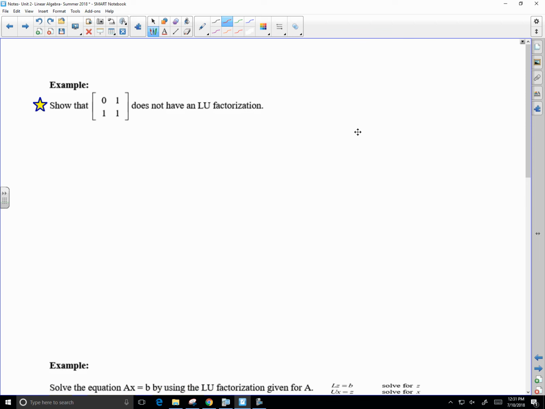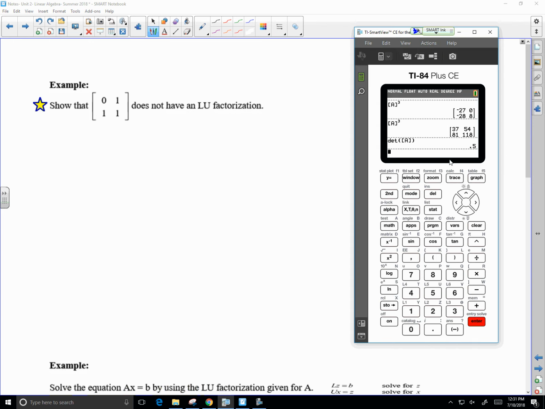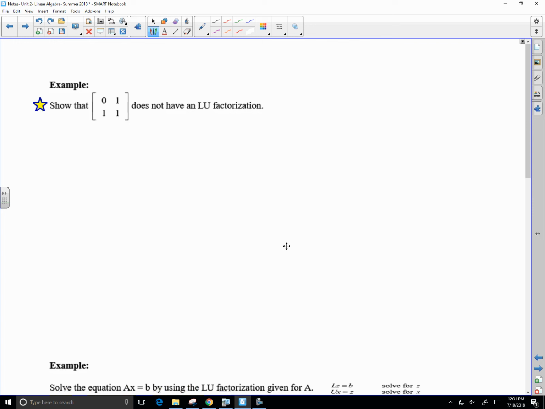All right. So let me do it this way. No, actually I was gonna do it. I was gonna say let's do it in the calculator, but you can't because it'll use the one thing that you can't do. So the one caveat is you can't row swap. No row swap.